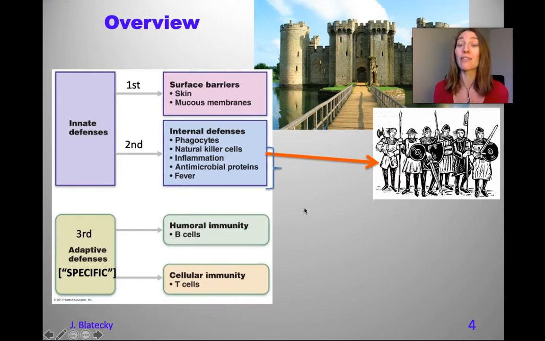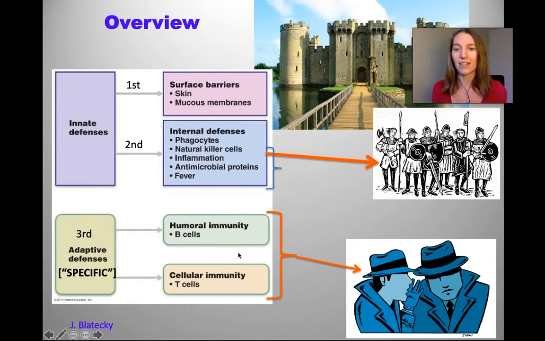And then for our third line of defense, these are like our case officers. These are like our spies who are going to mount a highly intelligent, highly specific attack to invaders. And we're going to see that a key distinction between innate defenses and these adaptive defenses is that with these adaptive defenses, we can harbor memory. So we're going to be able to develop memory cells that will help us to attack that antigen if we should encounter it again at a later date.